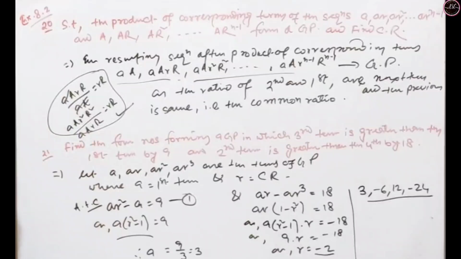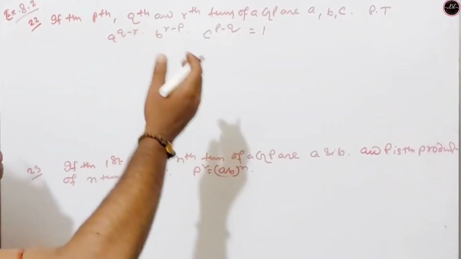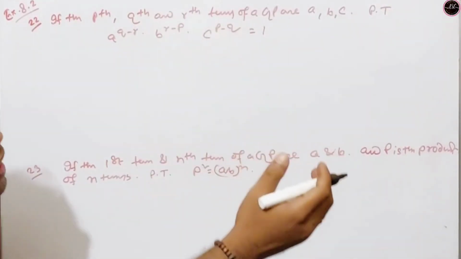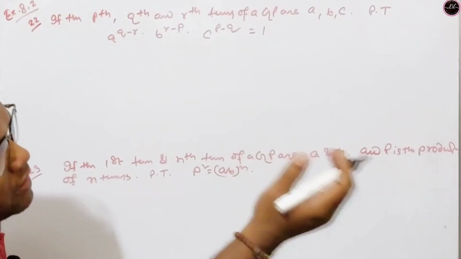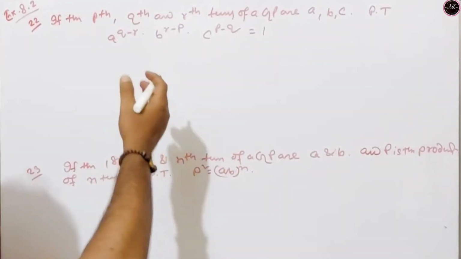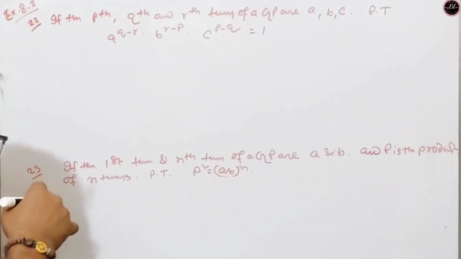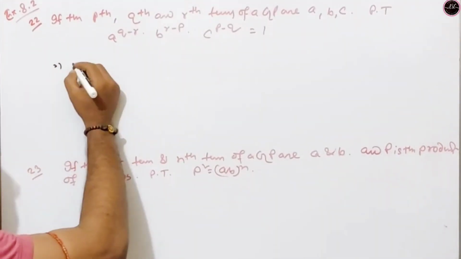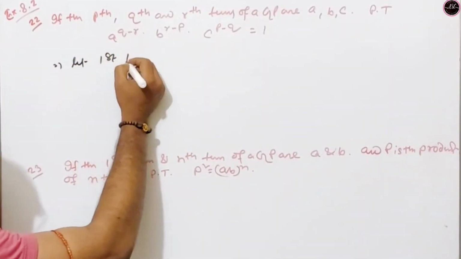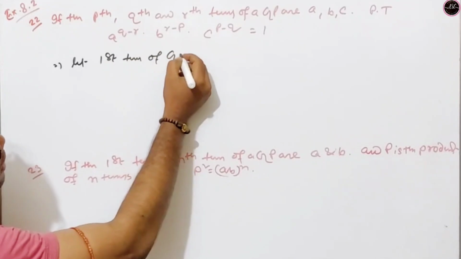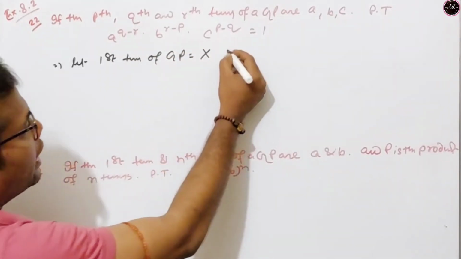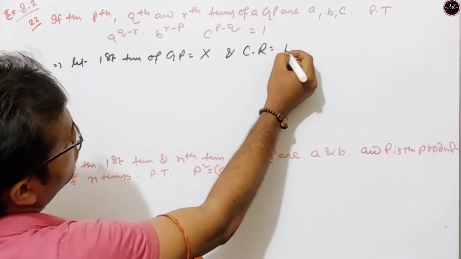Okay, that will be your answer. Let's look at this question. If the pth, qth and rth terms of a GP are a, b, c, then prove that a to the power q minus r into b to the power r minus p into c to the power p minus q equal to 1. Let the first term of the GP equal capital A and the common ratio equal capital R.